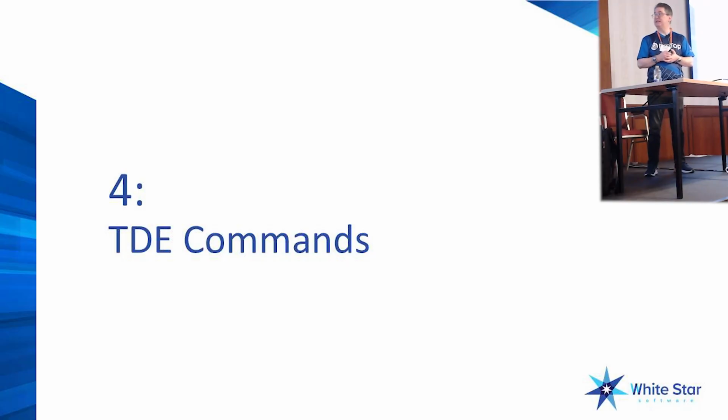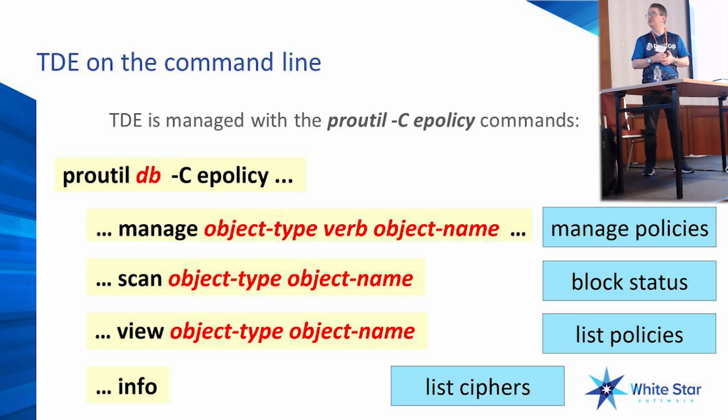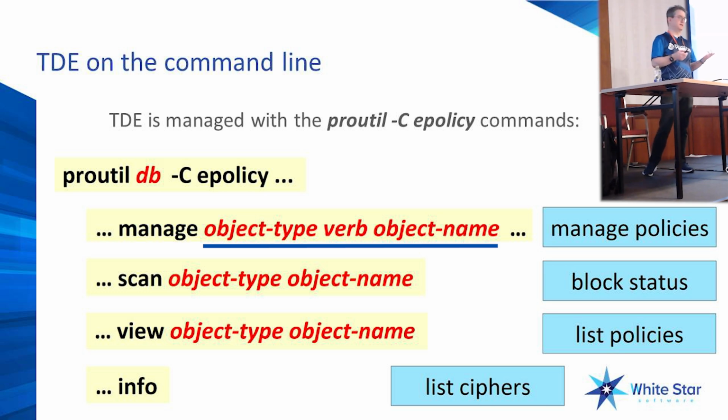So let's get to the TDE commands. As I mentioned, there are proutil commands that you're going to use to work with TDE, and they all begin with this prefix. They're proutil epolicy commands. There are 4 of them, and I'm going to go through what they are. So we've got proutil epolicy manage, and then you can see the syntax there. There's a lot more to the syntax, as we'll see. But in general, it's object type, verb, object name, where object type is table, index, lob or area. And this is for managing policies, both object policies and database policies.